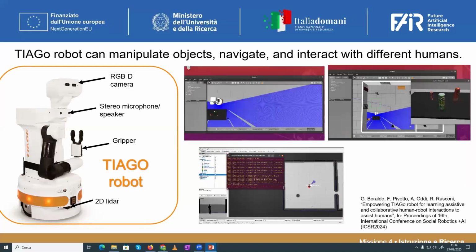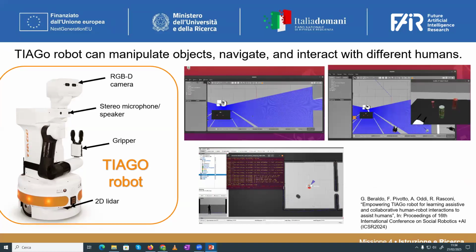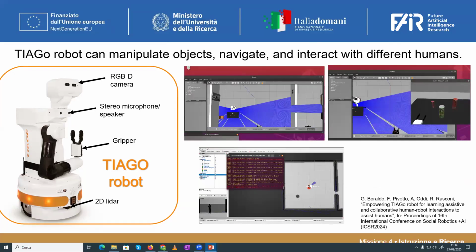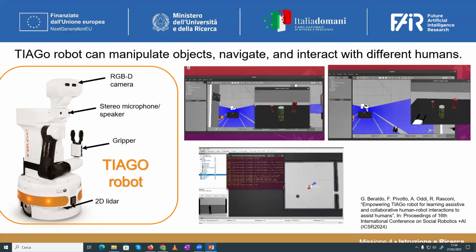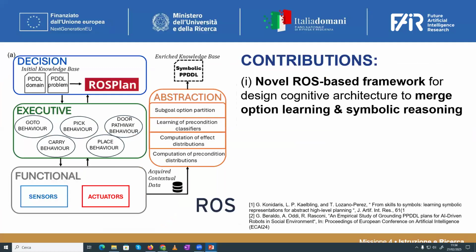And these basic skills are about object manipulation, navigation, and also interacting with humans. And this is why this session, we call it maybe, it's also about social robotics. So we try to simulate how a robot can interact with a human and also learn new skills. So this is basically our contribution.